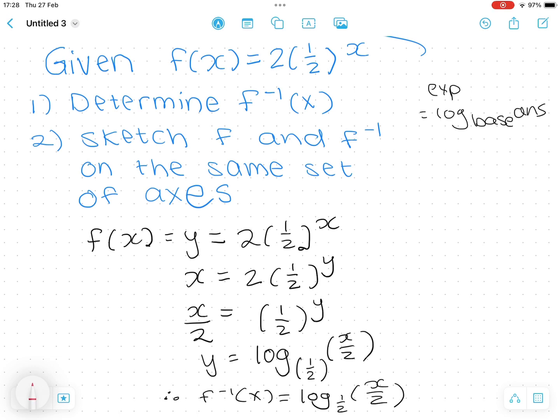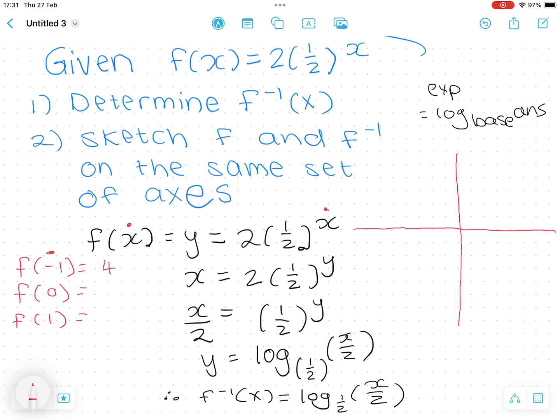Now let's sketch these two functions, f of x and the inverse, on the Cartesian plane. For easy, accurate plotting, choose some nice values. Negative 1, 0, and 1 are usually good, which you are going to plug in as your input into the original function. At x is negative 1, the output is 4. At x is equal to 0, the output is 2. And then lastly, our positive 1, the output is 1. Let's plot these three on the Cartesian plane.